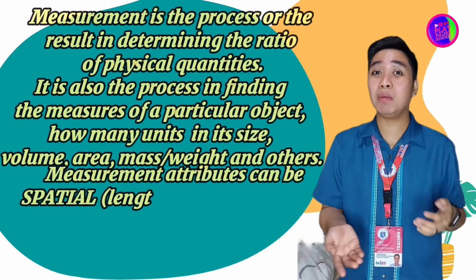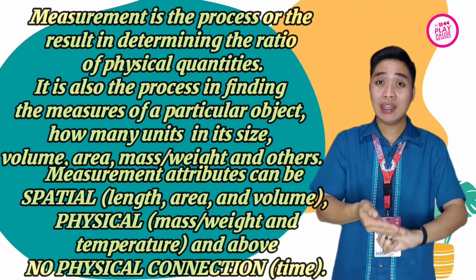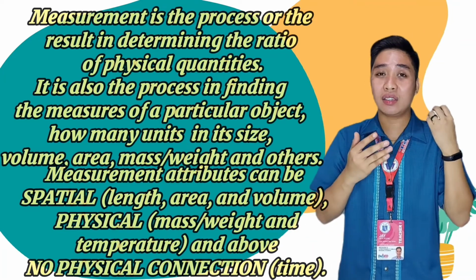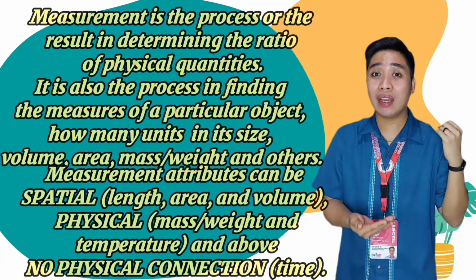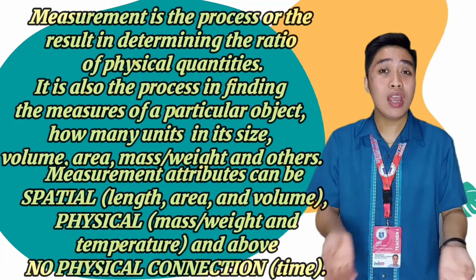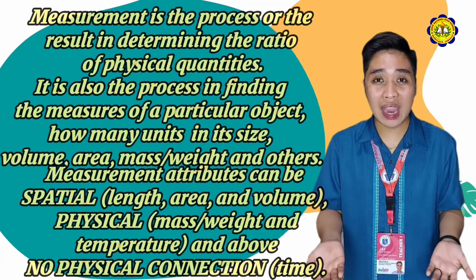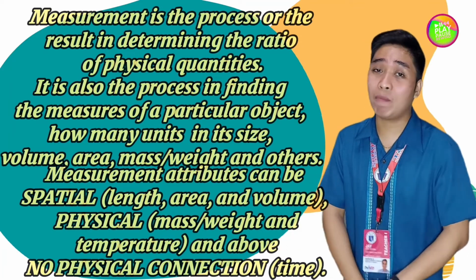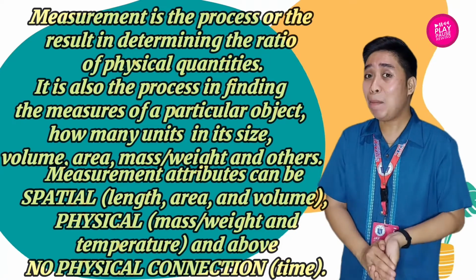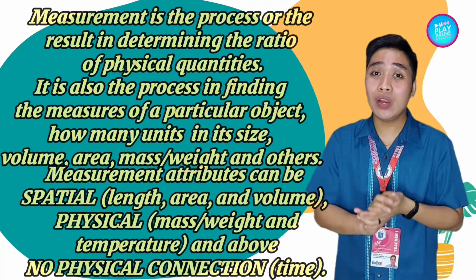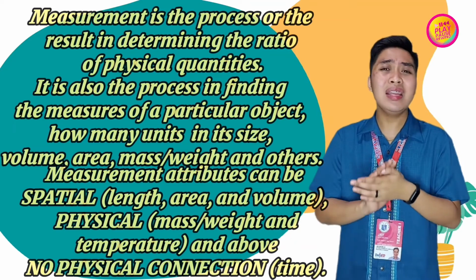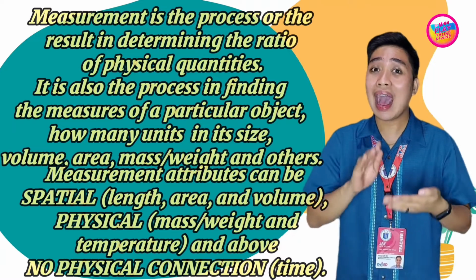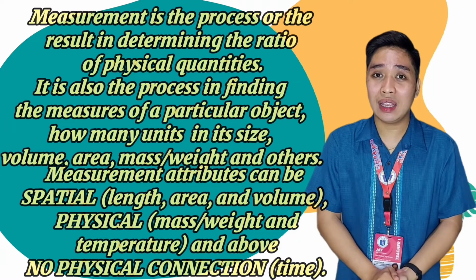Measurement attributes can be spatial. These are length, area, and volume. Physical, these are mass or weight and temperature. And the last, with no connection, is time. Dapat alam natin kung ano yung susukatin natin. Kung bigat ba, haba, laki, init o lamig, o iba pa. Hindi natin kasi pwedeng ipagkumpara ang haba sa laki, ang init sa bigat.